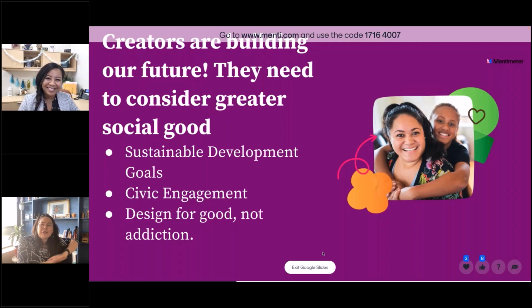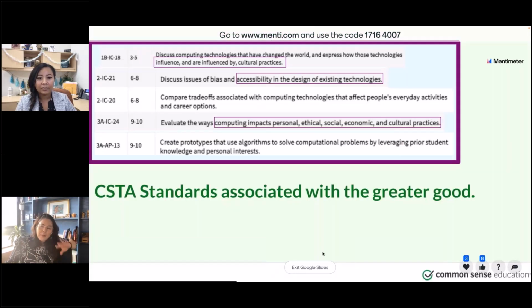Creators are building our future, right? We are counting on the students that we are teaching today to design our future in a lot of ways, right? They need to consider the greater social good. And so Sharisa has put in a couple of ways in which she has encouraged her students to do exactly that. So I just wanted to point out the standards associated with some of these, not just understanding personal relations and personal SEL skills, but how do you design for a greater world? And understanding that these technologies influence and are influenced by cultural practices, right? These are things that are huge, right?